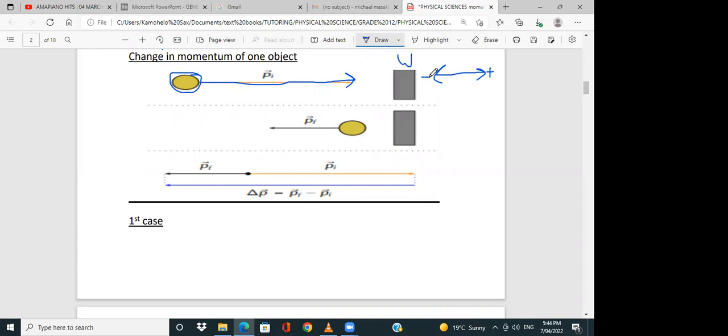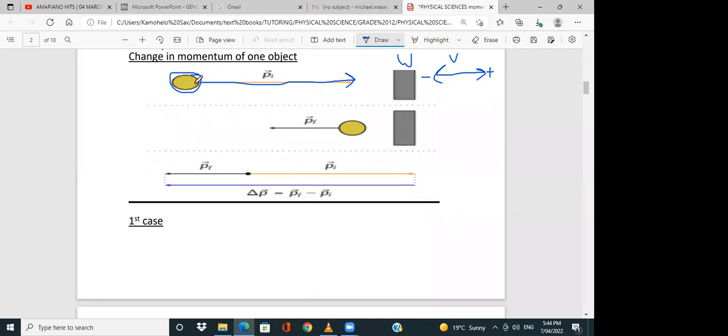Now, why do we have a positive and why do we have a negative? Remember, our mass is a vector. No, it's a scalar quantity. So signs don't really matter on mass, but our velocity is a vector quantity, guys. This is really important when you're dealing with velocity, right?